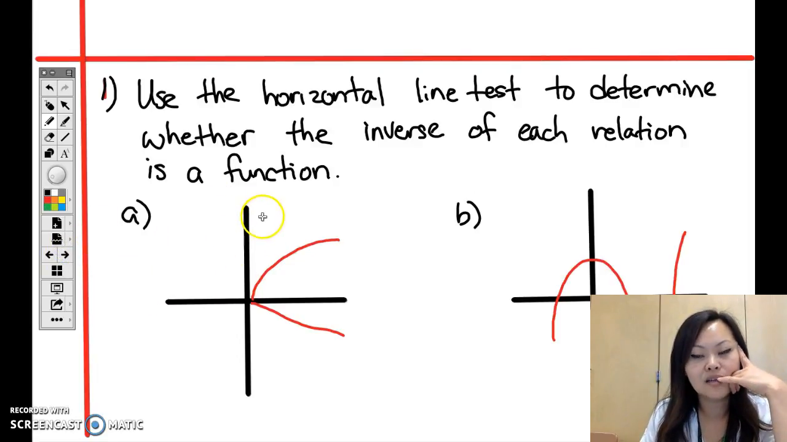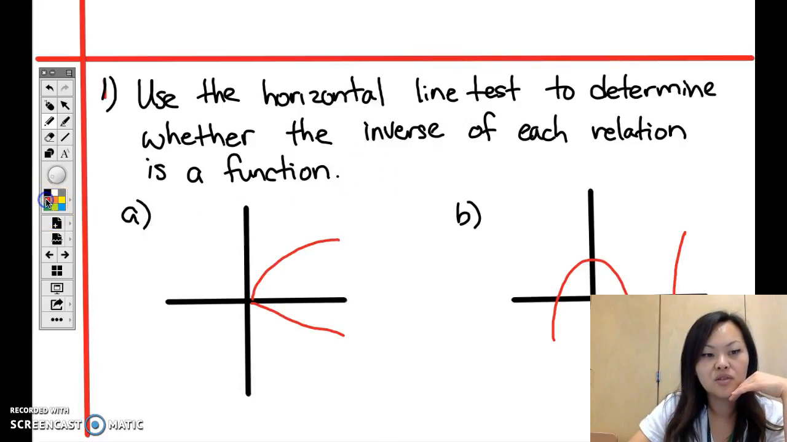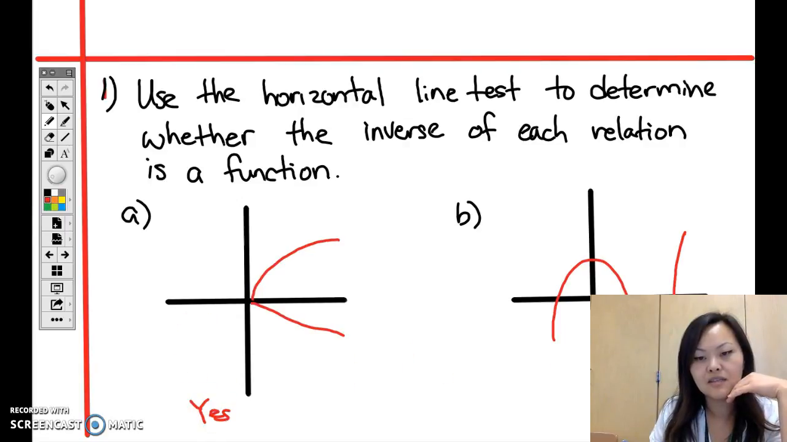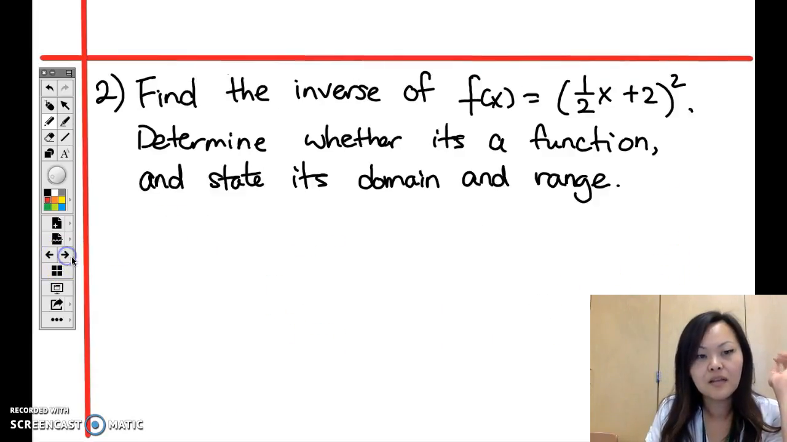It says over here, oh, I just realized you can't really see part of this. It says use the horizontal line test to determine whether the inverse of each relation is a function. Go ahead and do it yourself. You know the answer for A. A is yes, and the answer for B is obviously no. The graph has been cut off, I realize that, but still you can see that, right? Let's move on to question number 2.